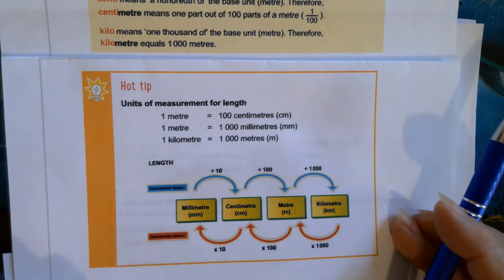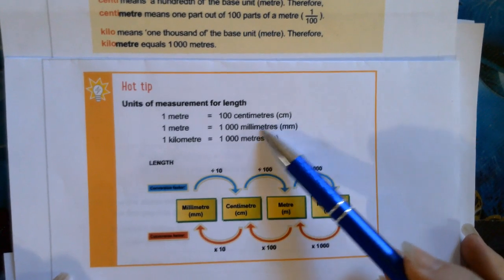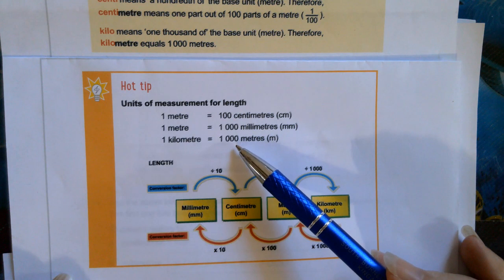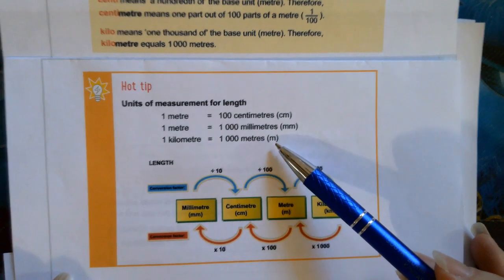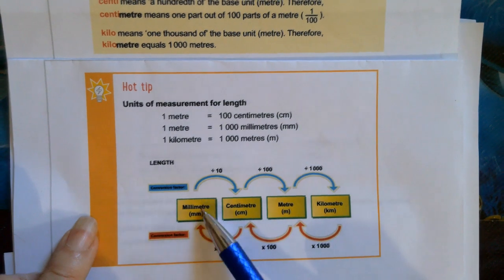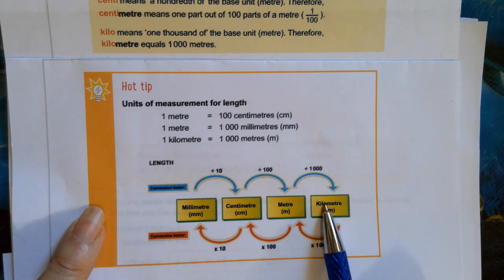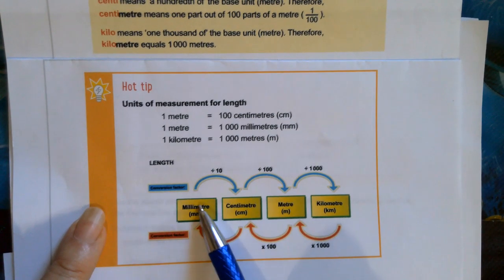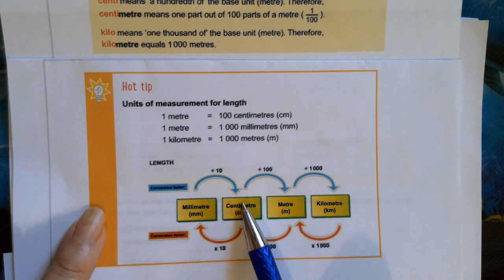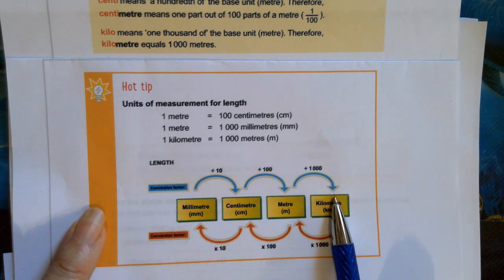This is a very useful diagram to help you to remember how to convert between units. Again, we have this information written. These are the conversion factors and these are the abbreviations that are used. Now when you have a look at this, you go from millimetres up to bigger units. As you get to a bigger unit, you need to make a smaller number. To make a smaller number, you need to divide. So 10 millimetres in a centimetre, 100 centimetres in a metre, and 1,000 metres in a kilometre.